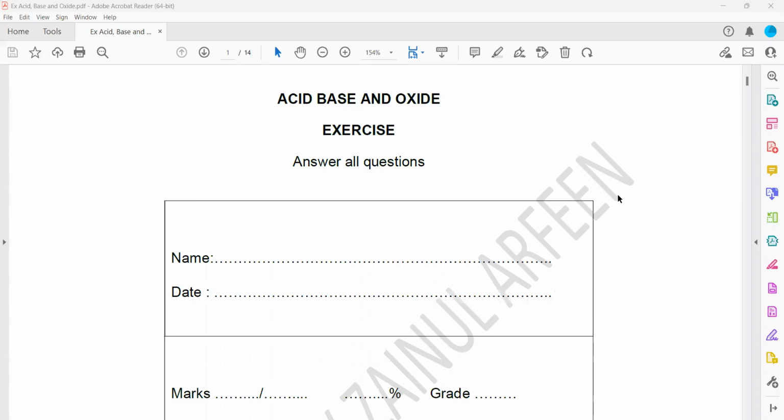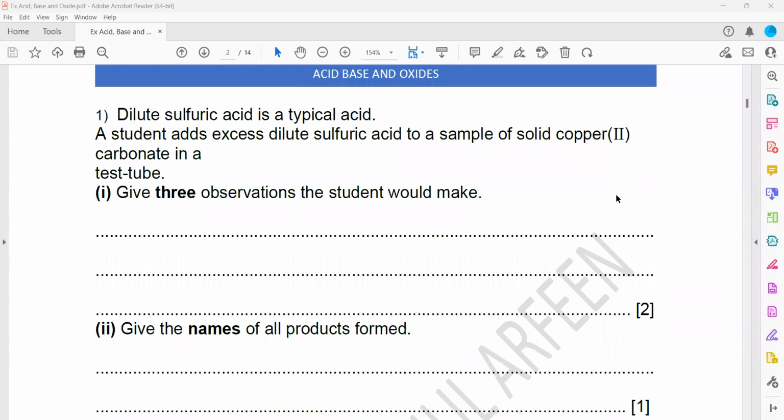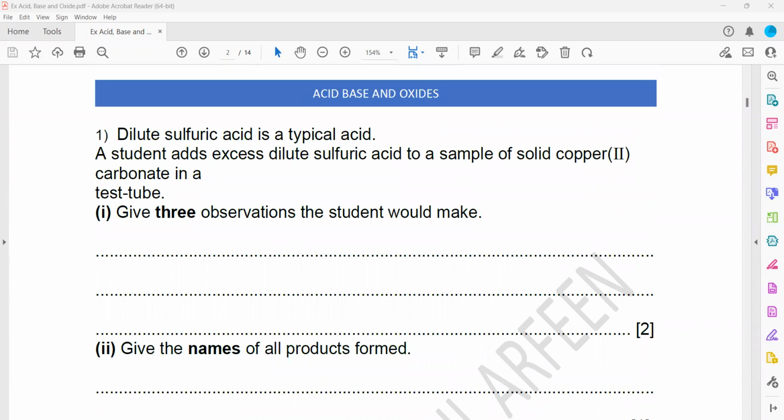So acid, base, and oxides, the different types of oxide. First one, we have dilute sulfuric acid, which is a typical acid. A student adds an excess of sulfuric acid, meaning he added more than enough sulfuric acid, to a sample of solid copper 2 carbonate in a test tube.